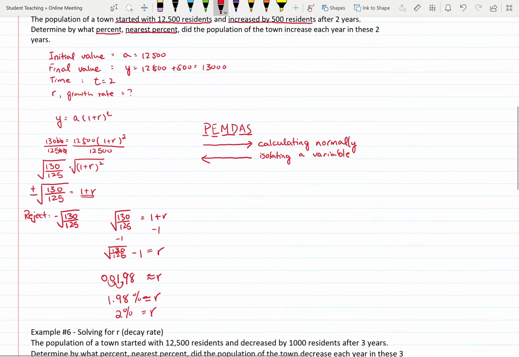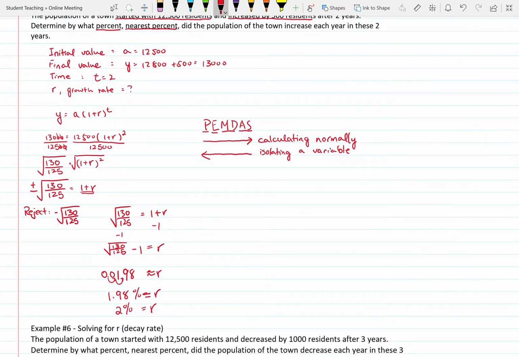This 2% means that the population is increasing at a rate of 2% each year. All right, time to move on to the next problem.